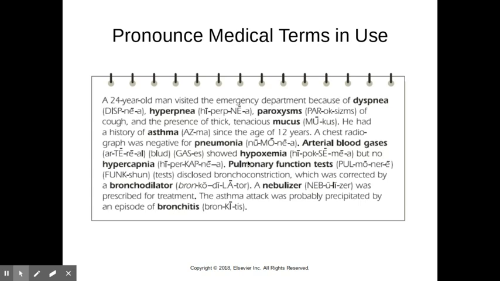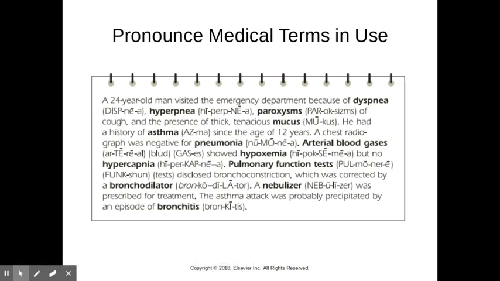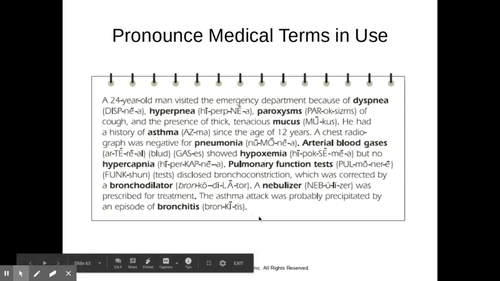So that is a lower level of oxygen in the blood, but no hypercapnia, which means no excessive state of carbon dioxide in the blood. Pulmonary function test disclosed bronchoconstriction. So with a breathing test, his bronchial tubes were constricted or narrowed, which is corrected by a bronchodilator, something like your nebulizers, your inhalers. It was prescribed for treatment. The asthma attack was probably precipitated by an episode of bronchitis, which is inflammation of the bronchial tubes.